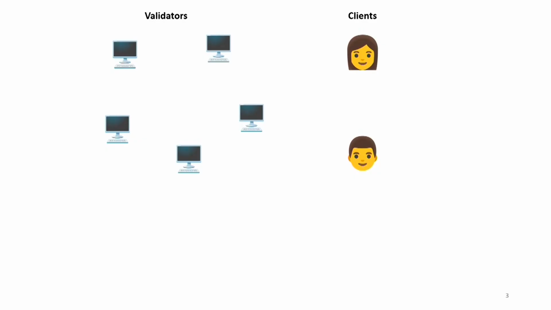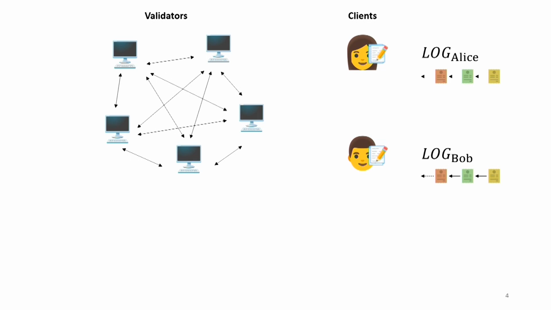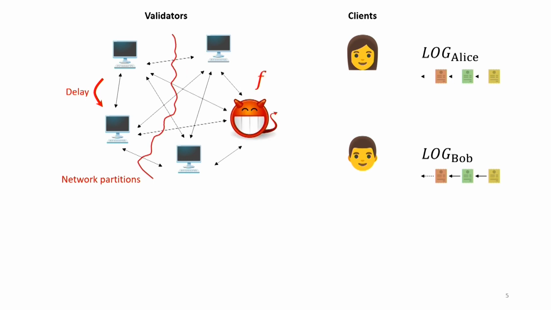So we have some set of validators and clients that interact with the system. These clients send some transactions. The validators run a distributed protocol among themselves, report back to the clients, and each client confirms a sequence of transactions, which we call a log. Now, the model does incorporate network delays and network partitions. So more technically, it's a partially synchronous network. And importantly, an F fraction of these validators can be adversarial.